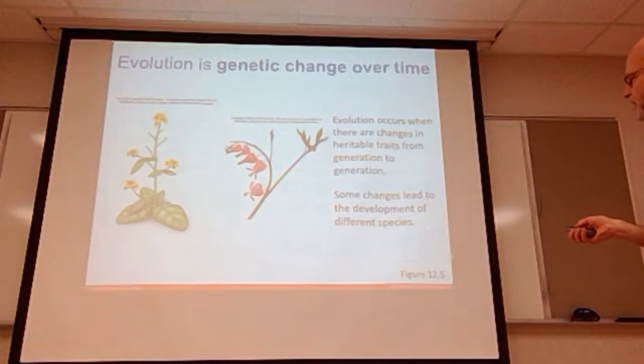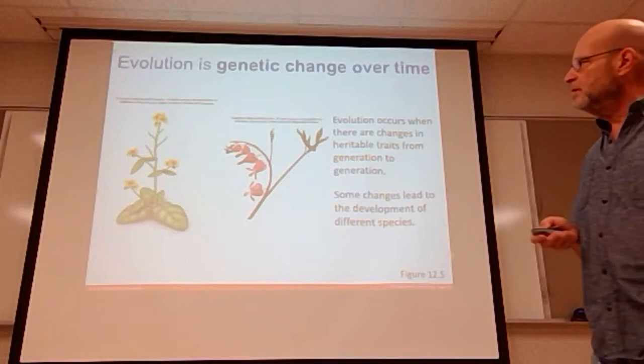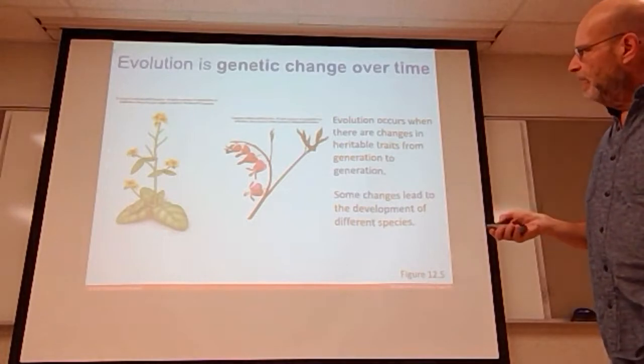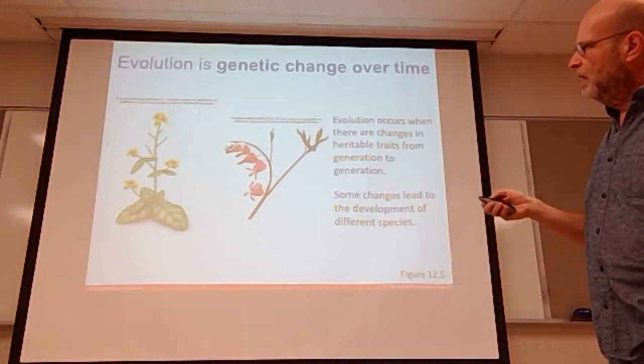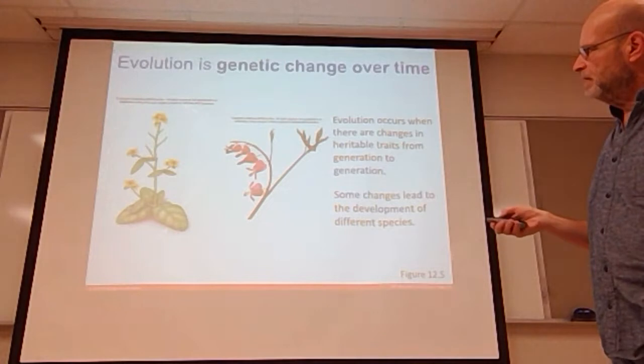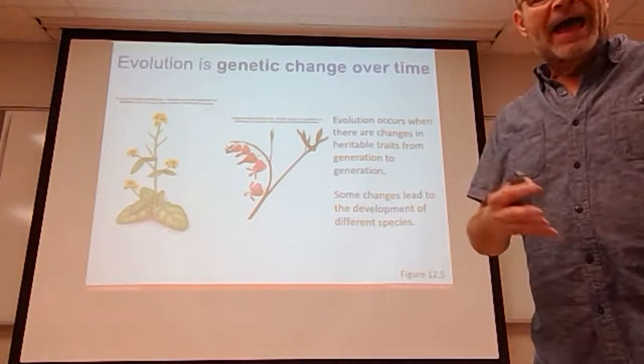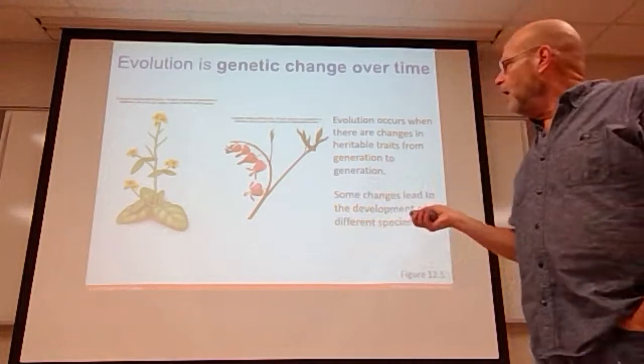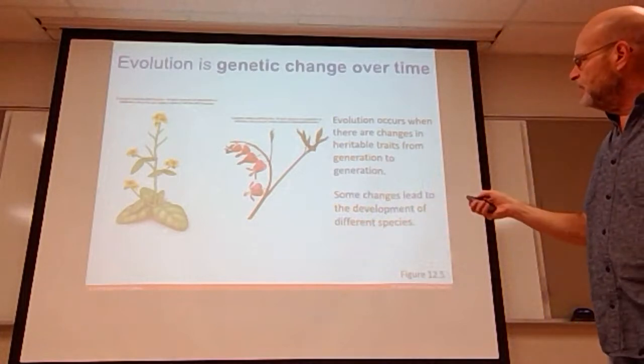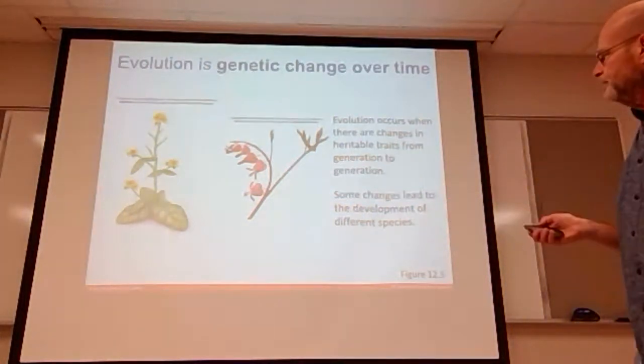Eventually, it is possible that changes can lead to the development of a new species if enough heritable changes happen from generation to generation. In this very simplistic drawing, you have a historic plant that looks like this, that goes through a series of changes caused by a number of things, ultimately becoming this entirely new looking plant.